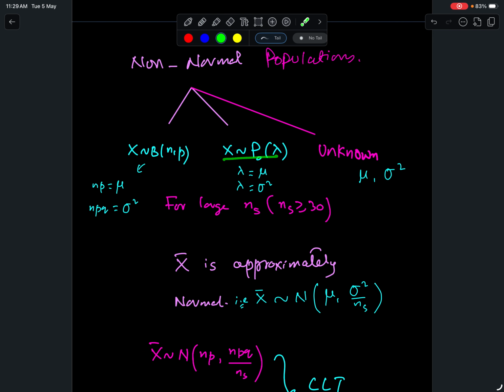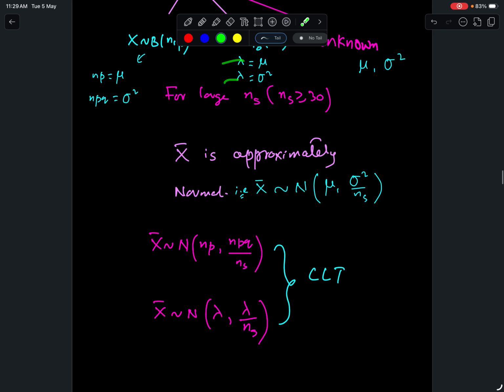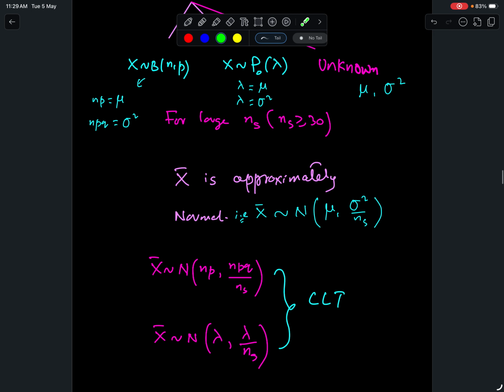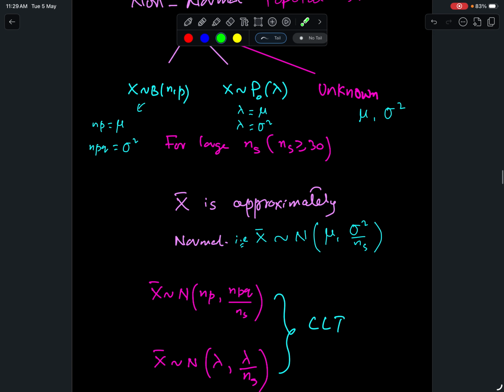In case of Poisson, if the population is Poisson, then mean is lambda and variance is lambda. Then write it in this way: x bar is approximately normal according to CLT, mean lambda, variance lambda over ns. In case of binomial, write in this way. In case of Poisson, write in this way. For large ns, x bar is approximately normal. For unknown, write in this way.